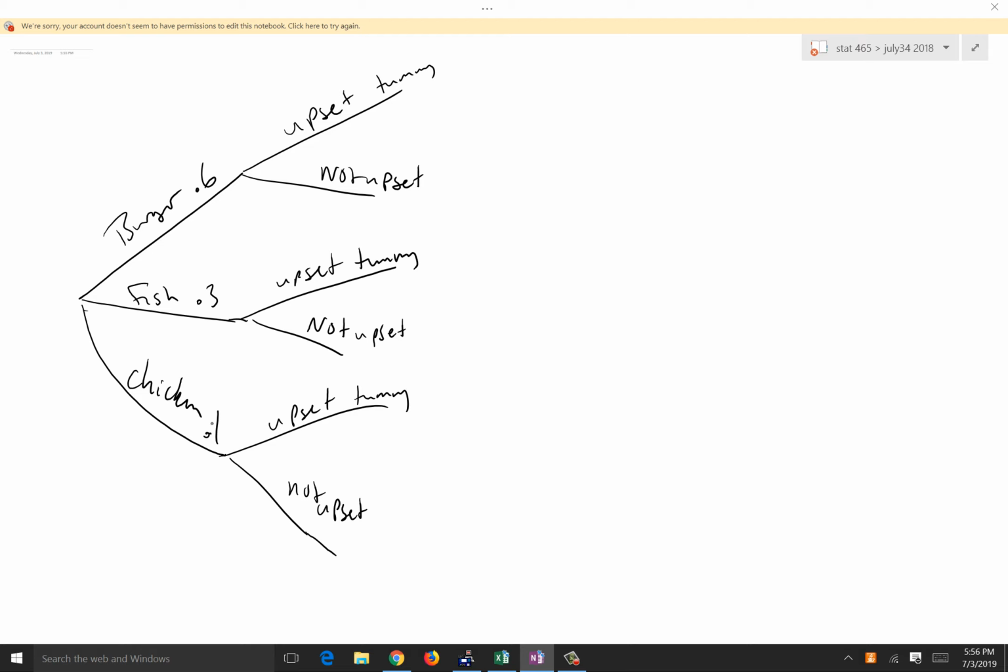Based on what you eat, what's happening to your tum-tum afterwards is going to change. If it didn't, this wouldn't be a Bayes' theorem problem. This wouldn't be a conditional probability problem. If my stomach was upset 50% of the time, regardless of what happened, that's independent of what happened previously. Okay? There's 100% of my dinners right there.